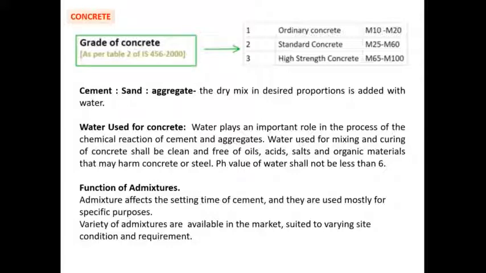Also, this water has to be of pH value more than 6. ठीक है, pH value होता है हर किसी केमिकल का या मटेरियल का. सो वो आपको 6 से ज्यादा चाहिए. ठीक है, उससे कम अगर रहा तो वाटर इज सॉल्टी और वाटर इज नॉट सुटेबल फॉर द concrete construction.